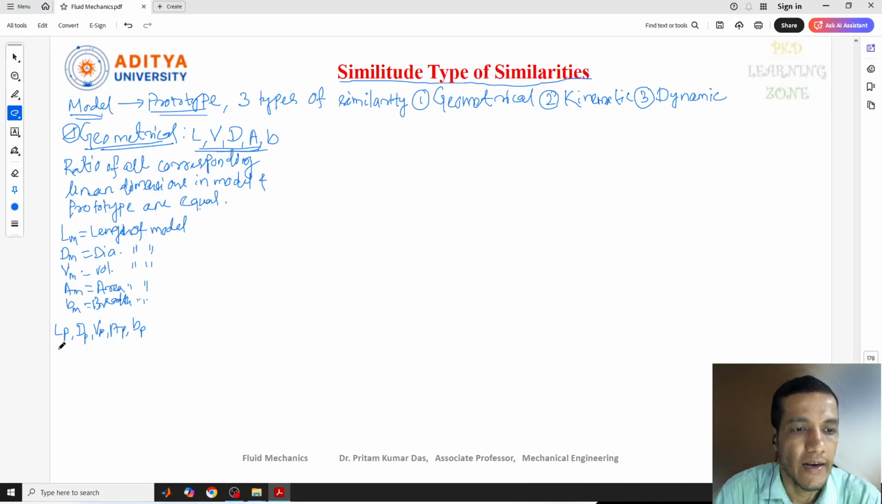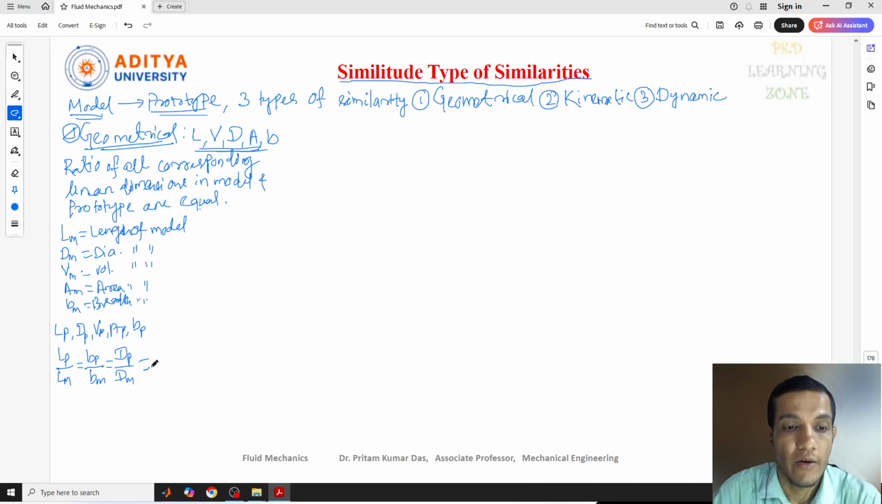So we can write the length of the prototype by the length of the model equal to the breadth of the prototype by the breadth of the model, equal to, similarly, the diameter of the prototype divided by the diameter of the model. This all should be equal. The ratio of all corresponding linear dimensions in the model and prototype should be equal.